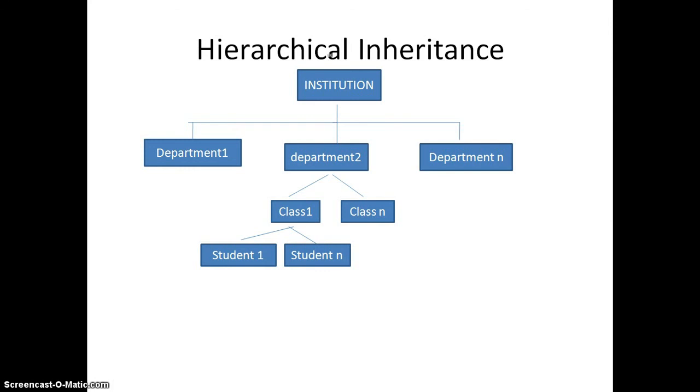In hierarchical inheritance, the classes are arranged in a hierarchical order. Normally in an institution we may have several departments, and each department may have n number of classes, where each class may have n number of students, whose academic and extracurricular activities we can maintain. So in hierarchical inheritance, the classes will be arranged in hierarchical order.